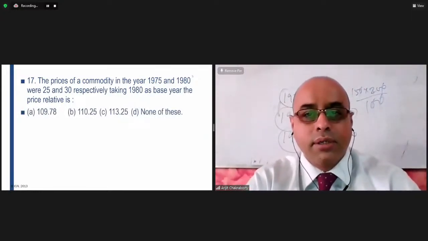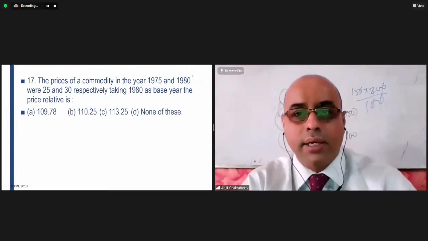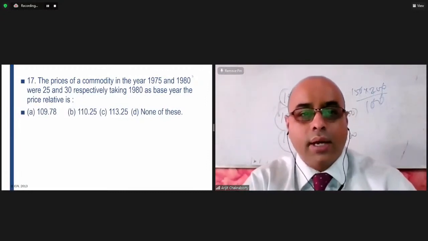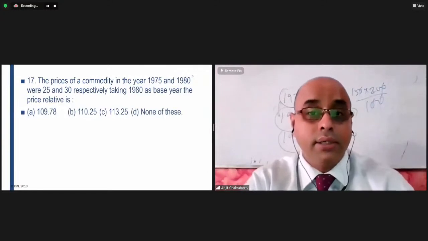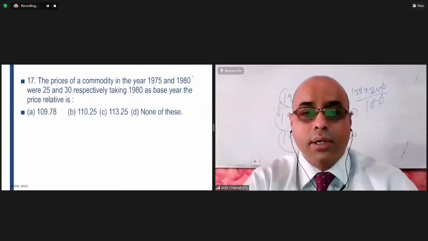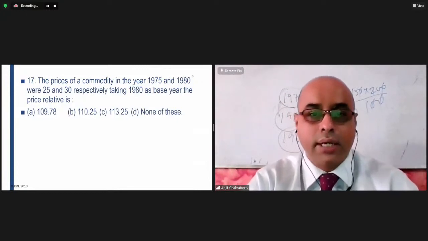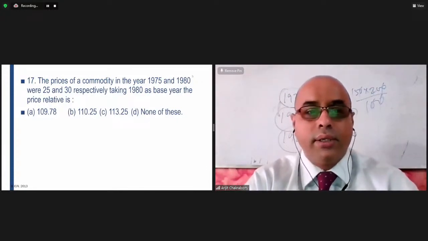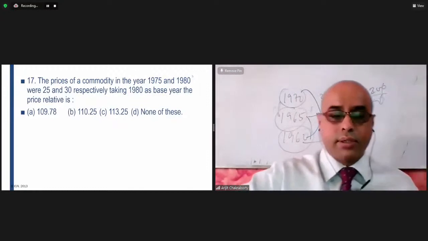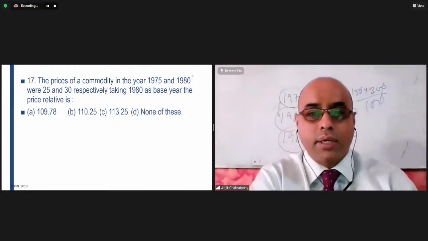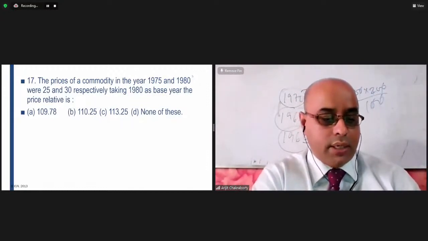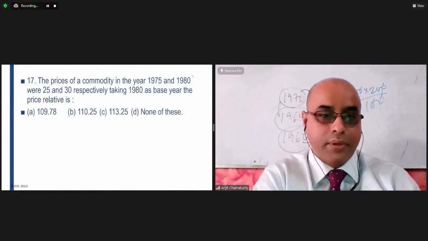The price of a commodity in the year 1975 and 80 were 25 and 30 respectively, taking 1980 as the base year. Okay, so the base year is 1980, which means the price relative will be 25 by 30 into 100. That should be the price relative, because the price relative is nothing but the current price and the base year price.